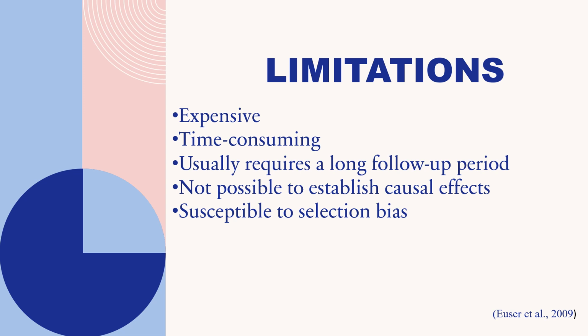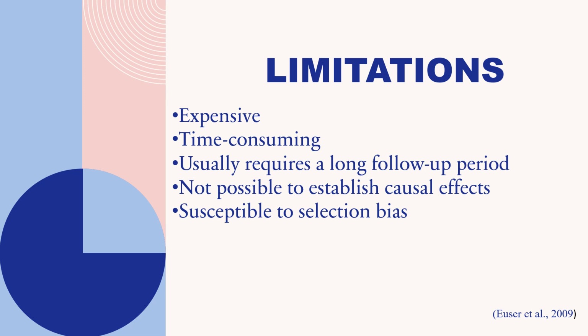Additionally, one drawback of cohort studies is that it is not possible to definitively establish cause and effect relationships. The reason for this is that the exposure being studied is not randomly assigned, so there is always a chance that the observed association is actually due to other factors that differ between the group with the exposure and the group without it. These other factors, known as confounders, can have an impact on both the exposure and the outcome being studied.